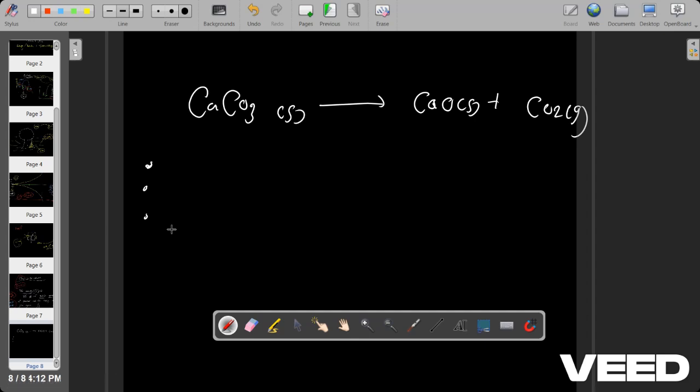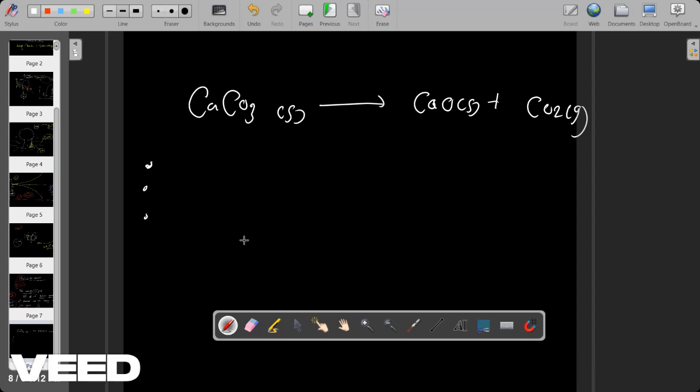Here there's no gas, only one solid. On the other side there's a solid and a gas. Which side would you prefer entropy wise? Yes. So entropy wise the reaction is feasible. Remember, keep that in mind. Comment on whether this one is having high entropy or less entropy. Short and sweet, 3 lines.